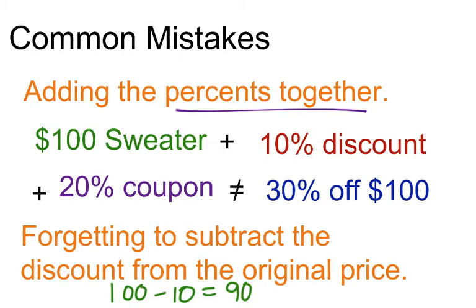Some students will say, oh, my new price is $10. And then of course we have another 20% off of the 90, which of course subtracts $18, giving us a new price of $72, not $70. So that's how we can go over our percents together.